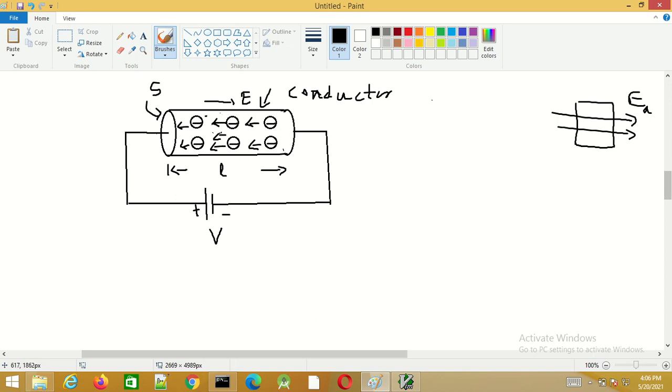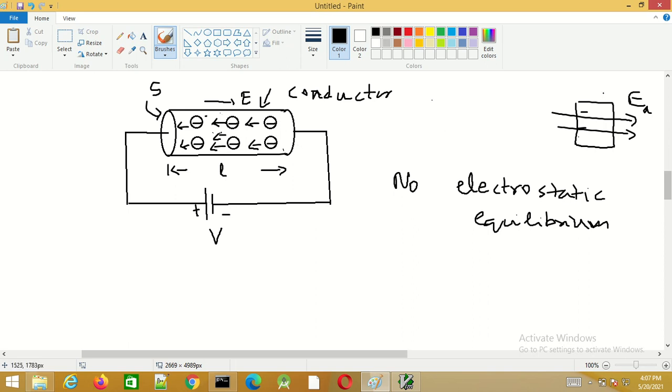But in this case the conductor is connected to a source of EMF. So the electrons which come here will not settle on the surface as in the previous case. Therefore in this case no electrostatic equilibrium is established, as in the previous case. So the electric field inside the conductor in this case is not equal to 0.